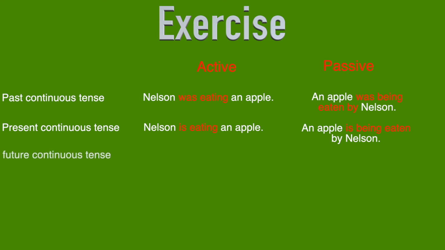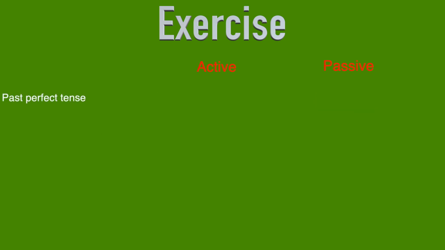Next, we have future continuous tense, active voice. Nelson will be eating an apple. Passive voice. An apple will be eaten by Nelson. Past perfect tense. The active voice. Nelson had eaten an apple. And the passive voice. An apple had been eaten by Nelson.